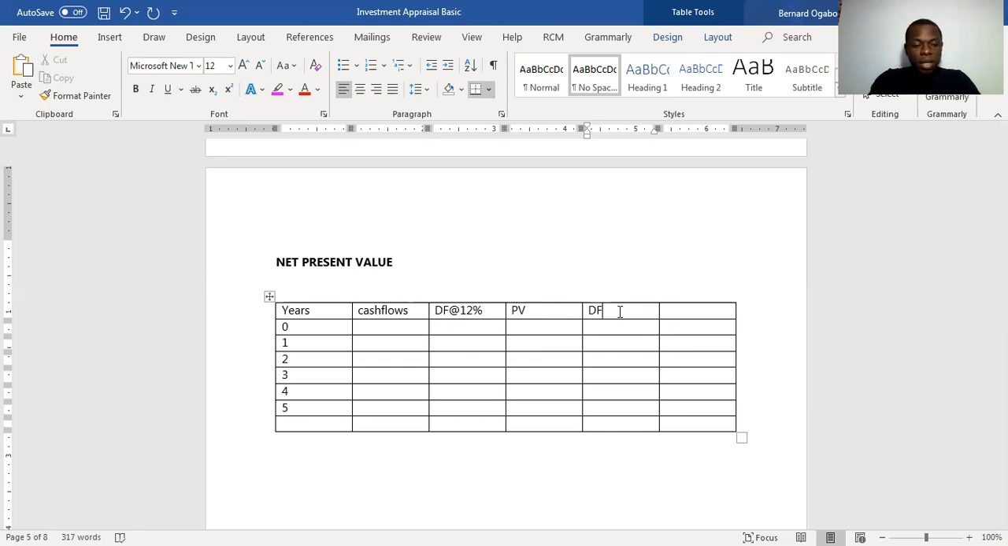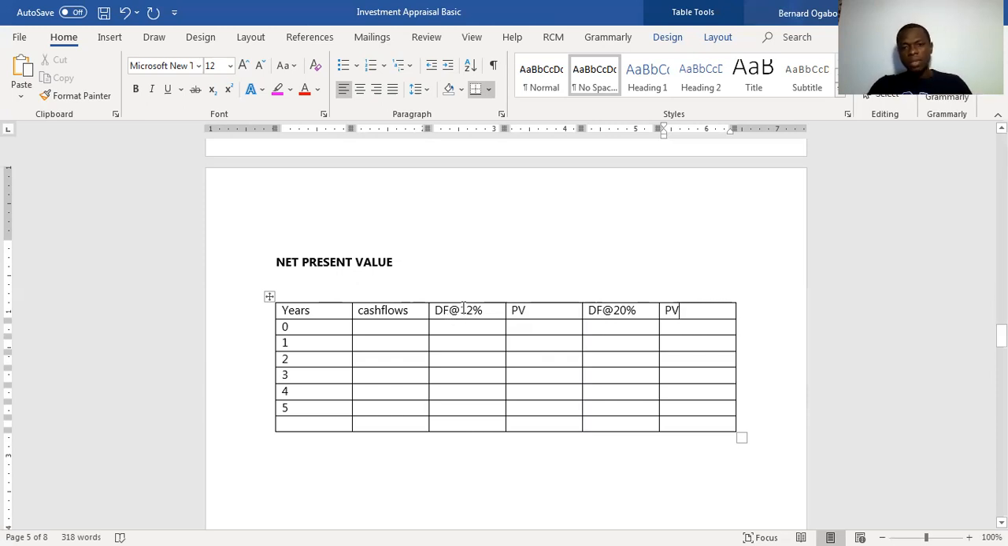I'm going to re-explain that. Now, internal rate of return requires that I have 2 discount factors and I have 2 rates. Two NPVs and 2 rates. So one negative, one positive, or one high and one low.